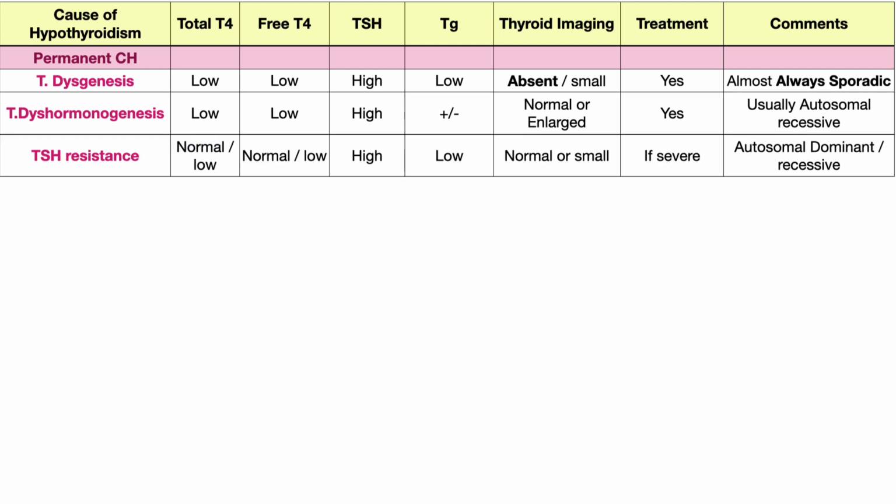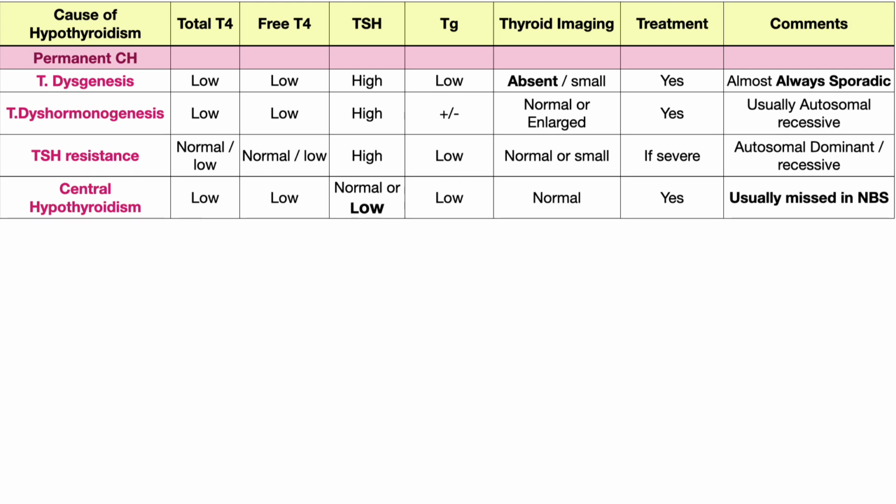Now coming to TSH resistance, again the T4 and free T4 will be low, or it may be normal. In this case the TSH is high, the TG is low, and the thyroid imaging is normal. Since it is a mild phenomenon, it may or may not require treatment, and it requires treatment only in severe cases. Now coming to the fourth type, that is central hypothyroidism. In this the T4 is low, free T4 is low, and the TSH is also low. The TG is also low, and the thyroid imaging is normal since the defect is in the pituitary. It is usually missed in NBS because the TSH is low, and in NBS we do TSH screening.